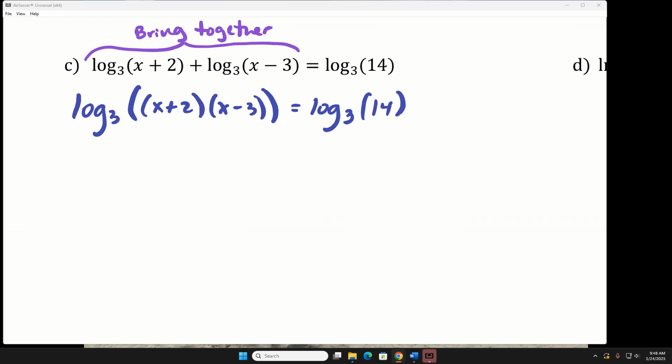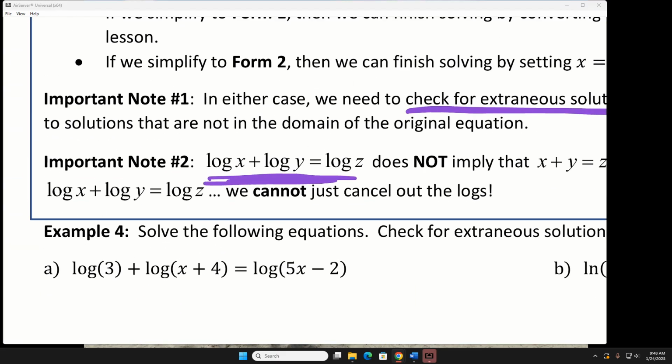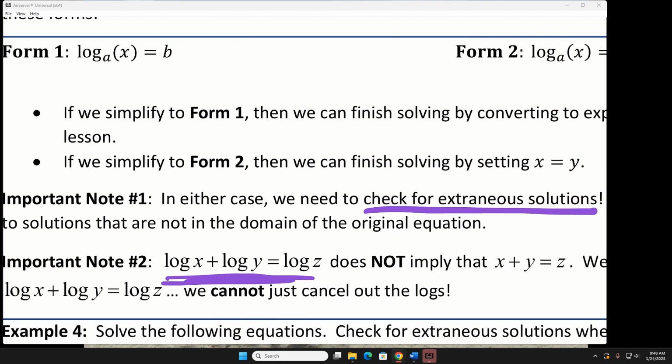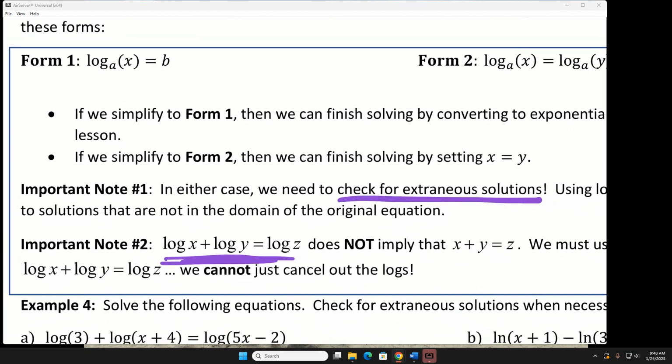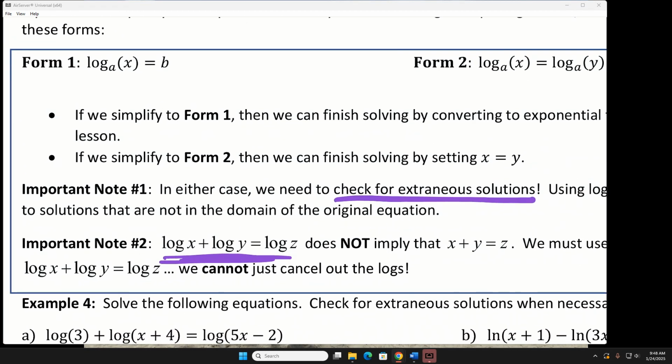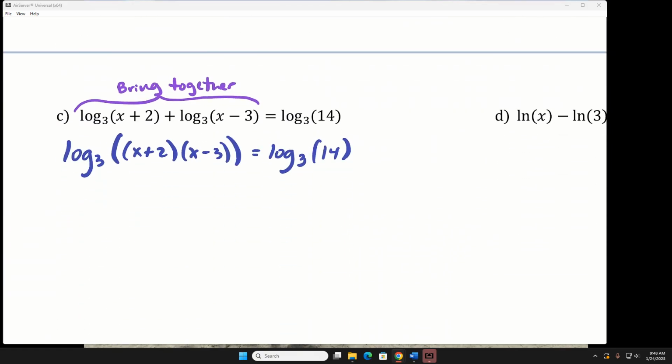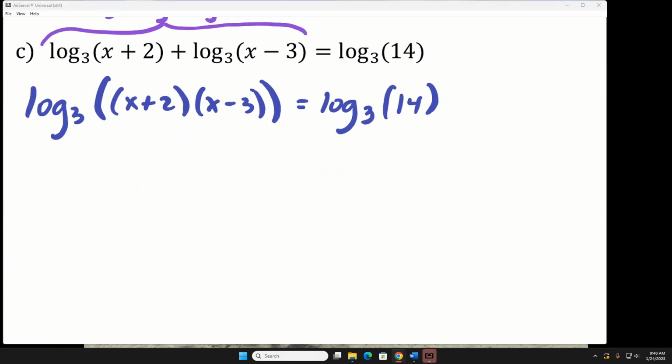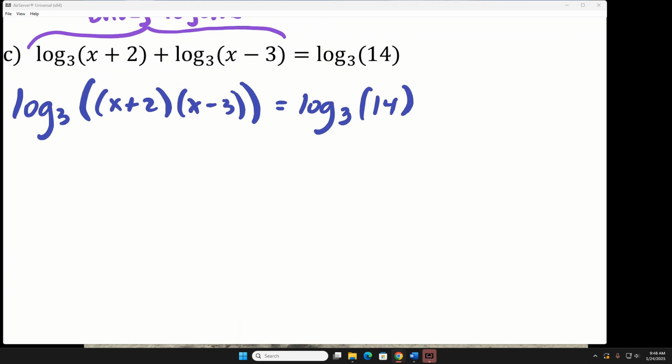All right, so once you get to this point, you've combined the logarithms, you have to think about which type it is or which form it is. The two forms here are either a log equals a number or a log equals a log. And this one obviously is log equals a log. And when you have log equals a log, you're going to drop off the logs. Now, as I drop off the logs, I'm going to go ahead and multiply this out.